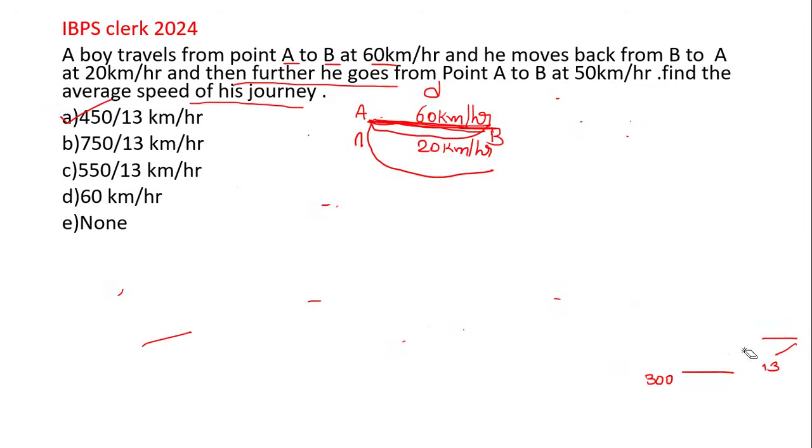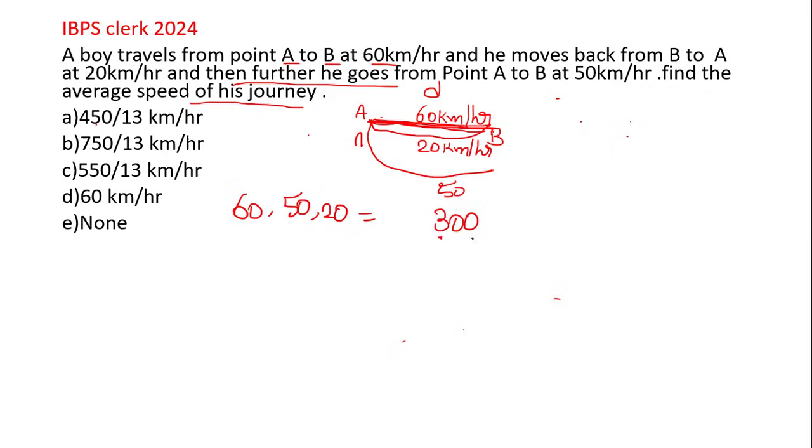Now let's go with method two. Method two is very simple. Just one thing you need to remember. In case of method two, if the distance is constant, simply take the LCM of whatever the speeds are: 60, 50, and 20. And what is the LCM? That is 300. Whatever LCM you get will be the distance from A to B. This is the distance from A to B.